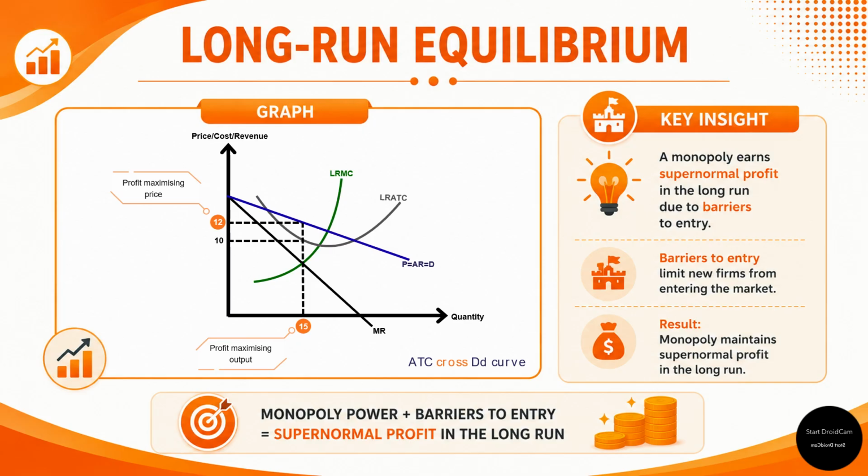From that equilibrium output, we move up to the demand curve to obtain the price. In the example shown, the monopoly produces around 15 units, charges a price of 12, while the long-run average total cost is lower, around 10. Therefore, price remains above average total cost. The result is supernormal profit, even in the long run. So, the key message is monopoly power plus barriers to entry allow supernormal profit to continue in the long run.